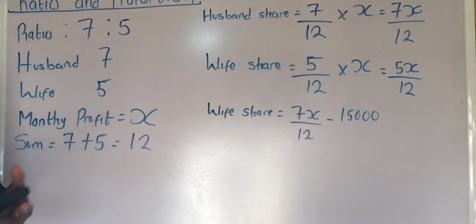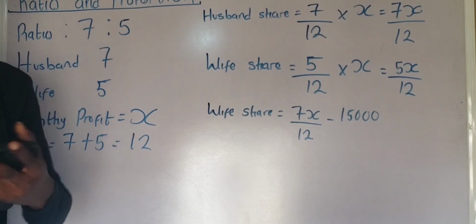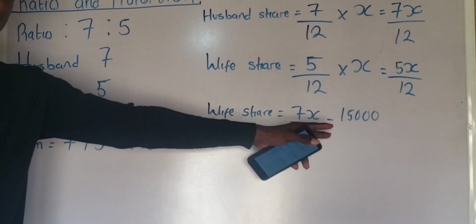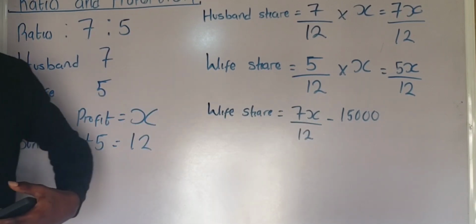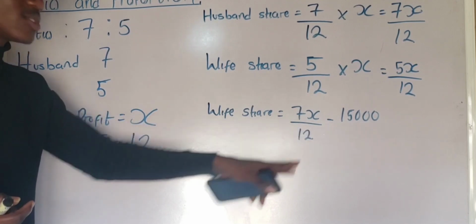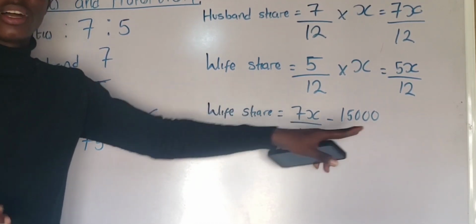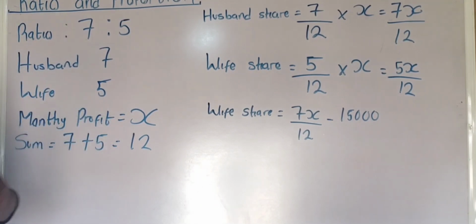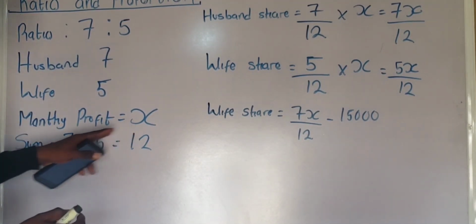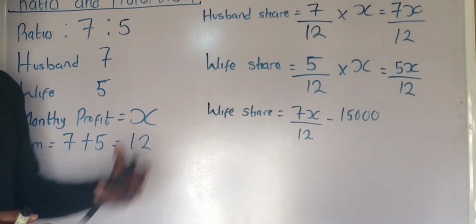Now, we are told in the question that if we know the amount that the husband received, we can easily determine the amount that the wife received by subtracting 15,000 naira. But I actually don't know the amount that the husband received, but I have an expression for it. That is 7X all over 12. So I said 7X over 12 minus 15,000 naira. You see, the summary of what I'm doing is that I want to determine the value of X. I'm very sure that if I know the value of the monthly profit, which is X, I can easily determine the wife's share and the husband's share.